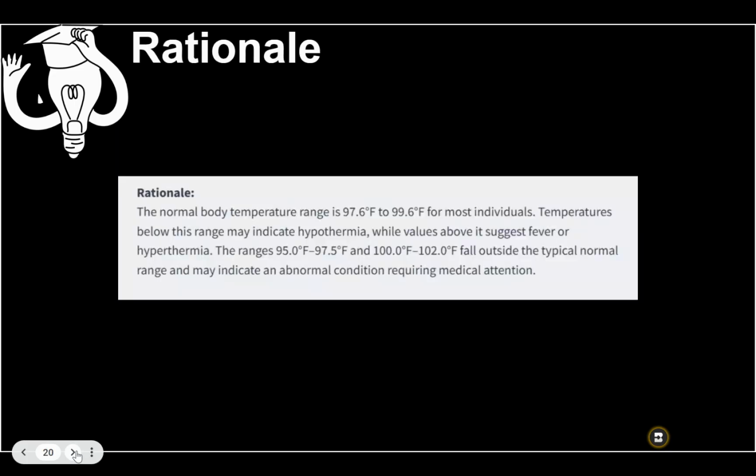The normal body temperature range is 97.6 to 99.6 degrees Fahrenheit for most individuals. Temperatures below this range can indicate hypothermia, while the values above it can possibly suggest fever or hyperthermia. The ranges of 95 to 97.5 and 100 to 102 fall outside of the typical normal range and may indicate an abnormal condition that could require medical attention.